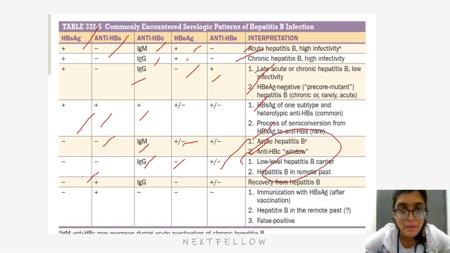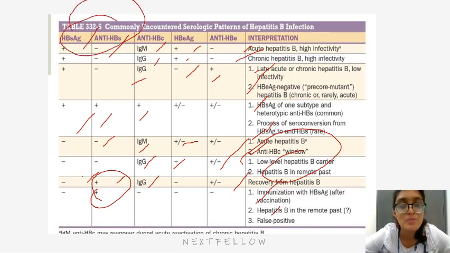And if anti-HBs is positive and IgG antibody anti-HBc, then it is recovery from hepatitis B. How to differentiate? If it is immunization, then all will be negative except for anti-HBs, which will be positive. So it is immunization with HBsAg after vaccination, versus hepatitis B in the remote past. So anti-HBs will be positive alone only in case of vaccination, the rest will be negative.